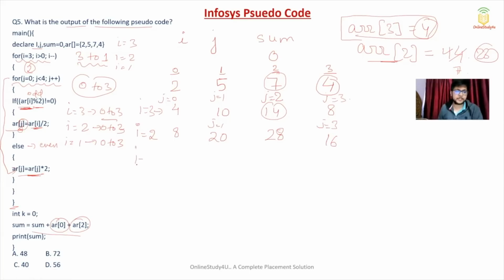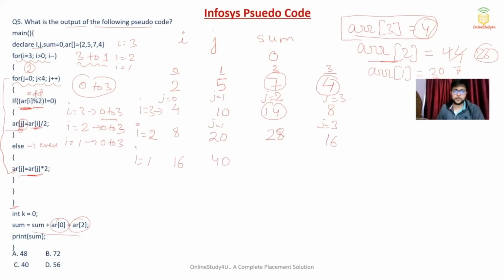Fine. Now the last iteration, i is equal to 1. And for that, array of i is array of 1, that is 20. It is even again. So for j is equal to 0, since it is even, it will double. Then j will be equal to 1. It will check if it is even. Yes, it is even. So it will be 40.